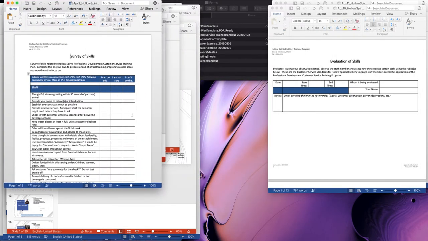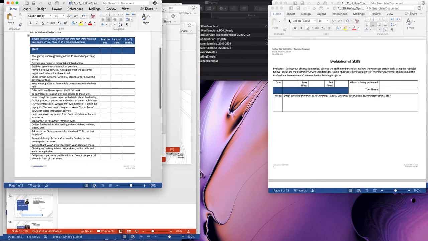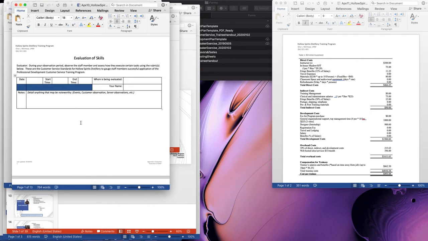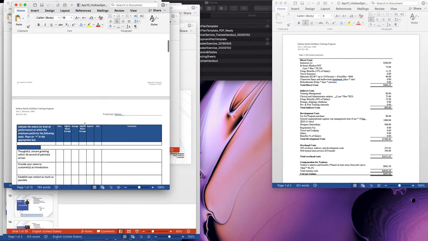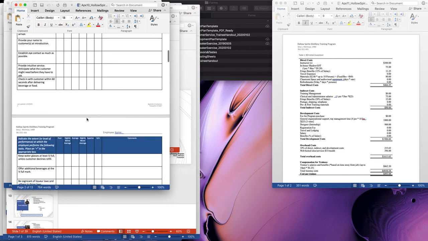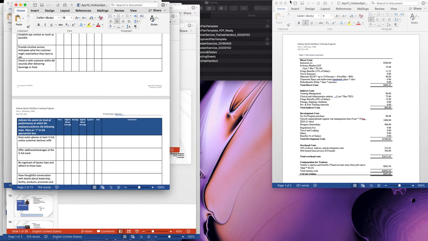This is a survey of skills that was designed for the trainees to take at the beginning before they started the actual training course, and then again afterwards to see a representation of how much knowledge they did gain when they were executing their way through the training course. This document right here is an evaluation. So the investors would come in and observe the trainers in their work and take notes and provide this as feedback to the manager and the trainees for them to use to continue to provide improvement of the knowledge that they were learning from the training program.